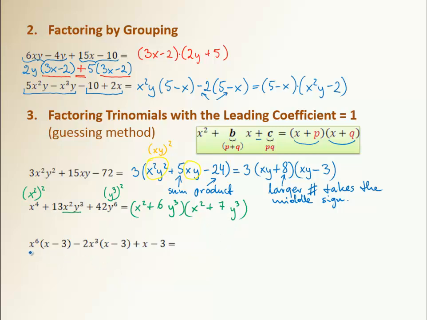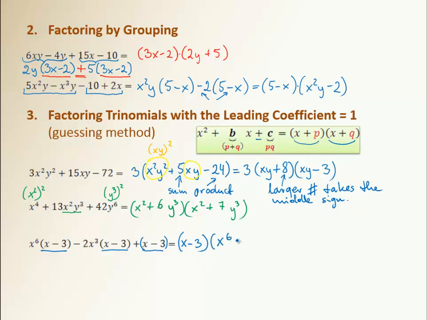The last example, it looks like it's quite a long one. However, it's actually not so difficult if you notice the common factor first as x minus 3. We can put a bracket here so we have another term with x minus 3. So let's take this x minus 3 as a common factor and see what's left.